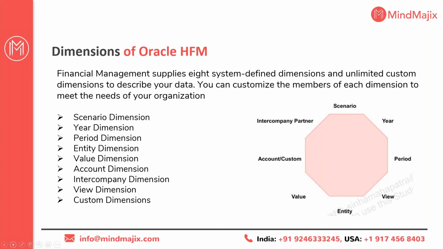So basically you should have at least 8 dimensions, and after that you can have a number of dimensions over here. Yeah, so 8 fixed dimensions, then the 2 minimum custom dimensions, and then I can have unlimited custom dimensions. So that's the way that you can describe this particular data.